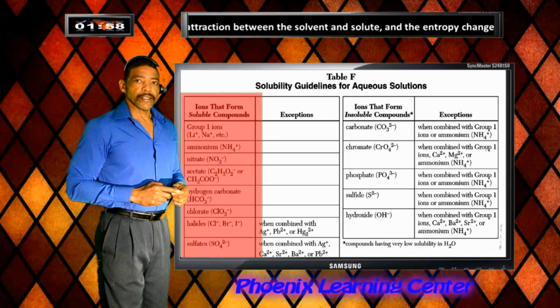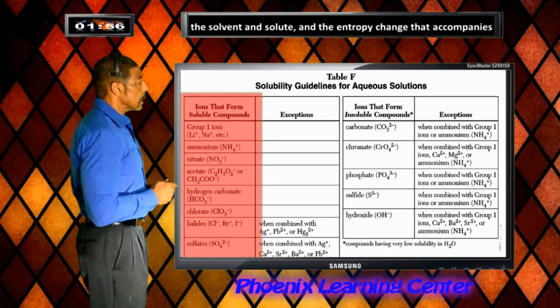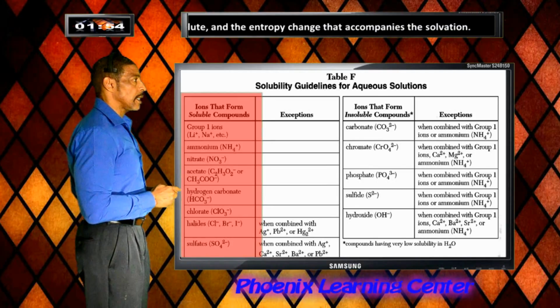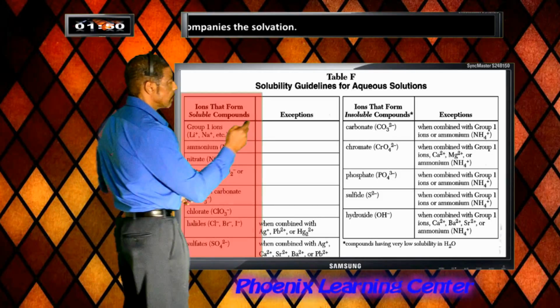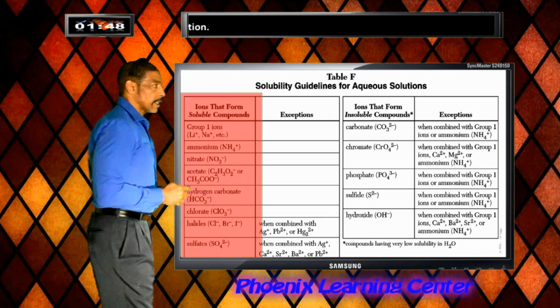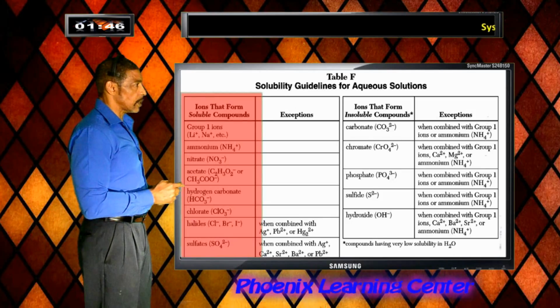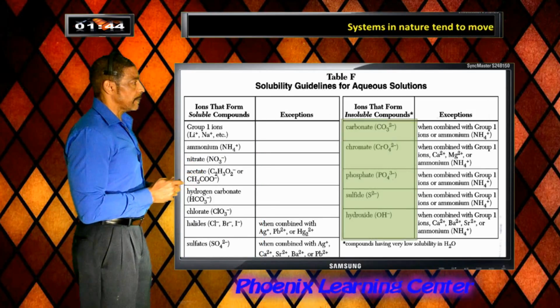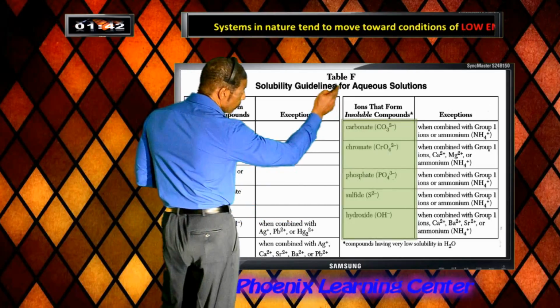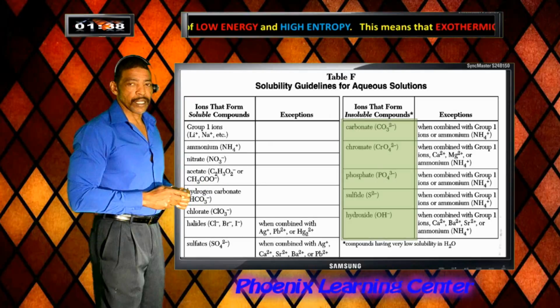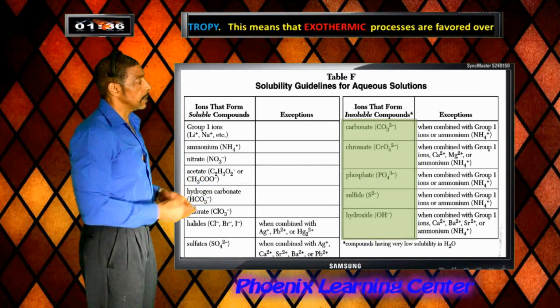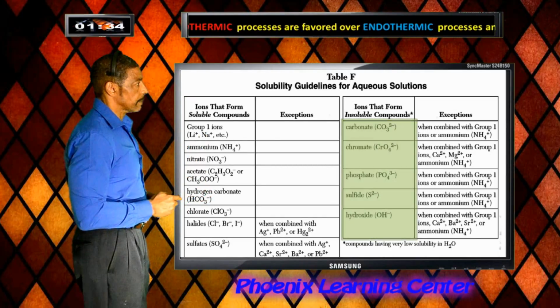So to summarize, if an ion is found on the soluble side of table F and no ions are found in the exceptions column, then the compound will be soluble in water. And if an ion is found on the insoluble side of table F and no ions are listed in the exceptions column, the compound will be insoluble in water.